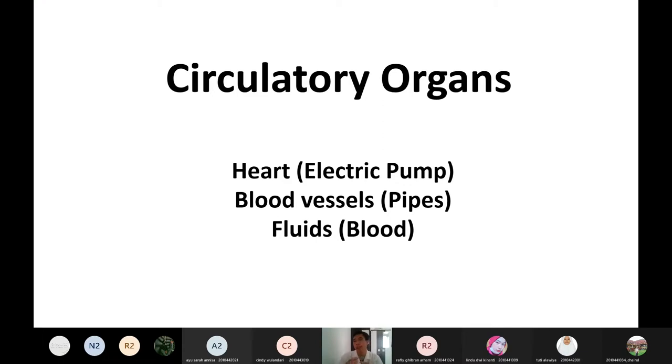The pipes are a kind of way, or the hollow way, for the blood to move. And the third is the fluid that moves through the vessels. So those are all the components that, if you wanted to design machines that mimic the circulatory organs, you could consider: the electric pump and the pipes itself.